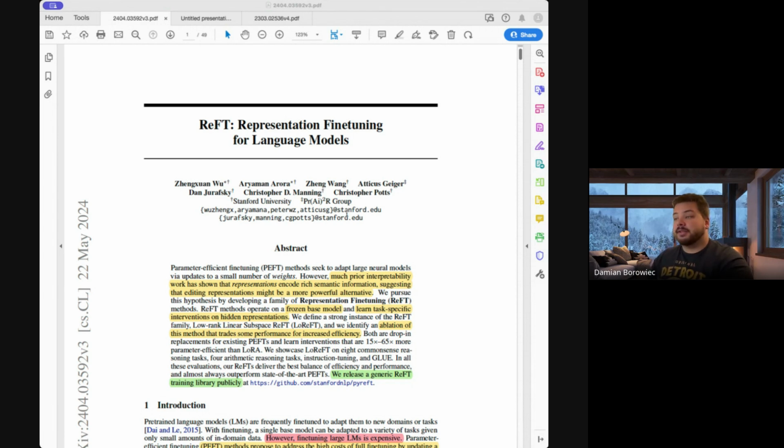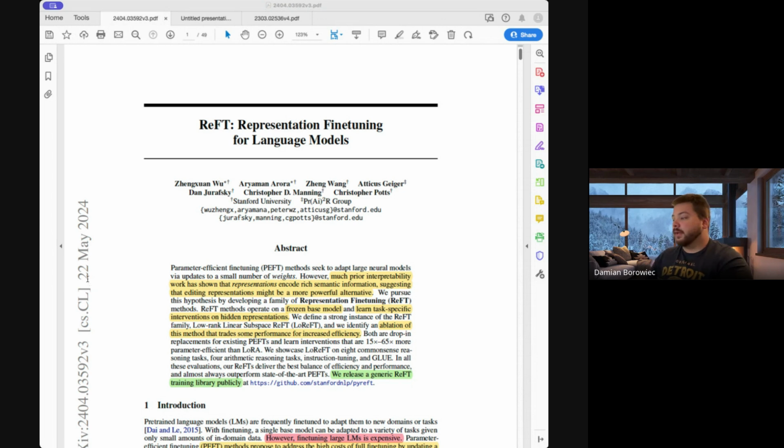What's really good about this is that they've released a library for this method. It's called PyReFT, and they'll leave a link here. I tried it. It's quite easy to use, and it seems to produce quite good results as advertised in the paper. So yeah, I would encourage you to have a look at that library and play around with it.